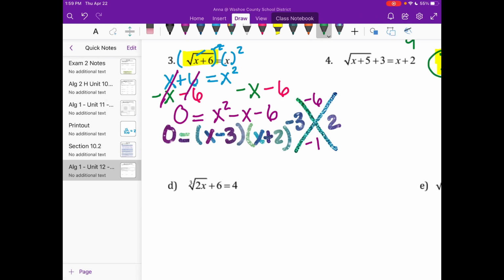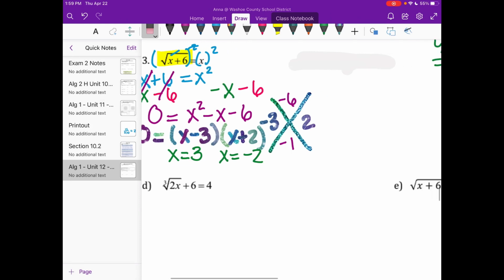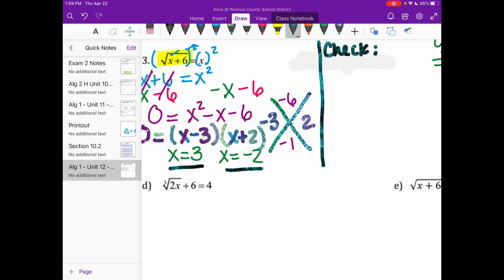So, let's see. My zeros are pretty easy. It's just going to be the opposite. So, x equals 3, x equals negative 2. Now, this is where we have to be careful, right? I said, hey, I'm going to let you know when it's time to be careful on those extraneous. It's time. So, we have to check both of these. So what I'm going to do is draw a little line right here. And the reason why we have to be really careful is you have two solutions. Sometimes they both work, sometimes they do not. So let's go ahead and check.